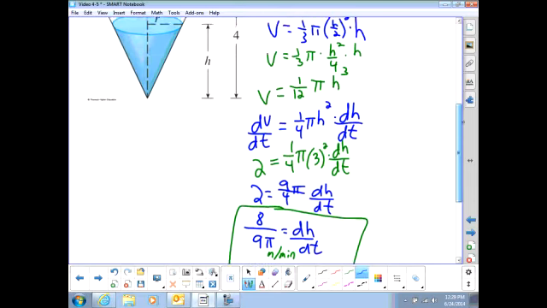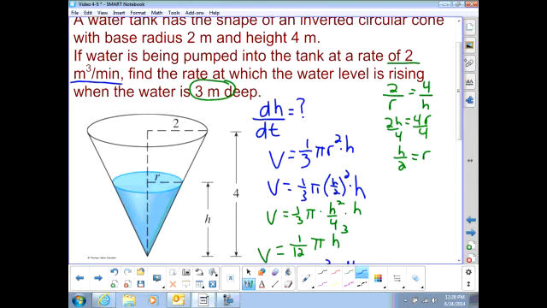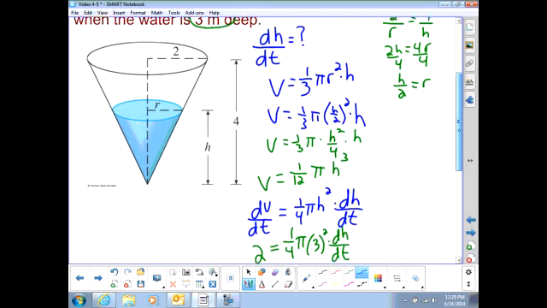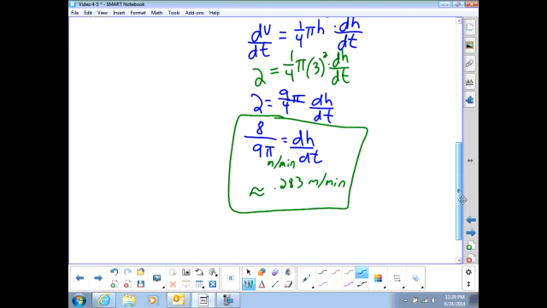So again, just to review what we did, we wrote a formula that represented our scenario. In each term, we only want a single variable. So in the term on the right, we had an r and an h, so we needed to somehow get rid of one of them. We wanted to keep the h because we were looking for dh/dt. So we set up a similar triangle proportion to sub in for the r. We were then able to take the derivative after we simplified, plugged in for everything except for the dh/dt, to find our rate for our height.